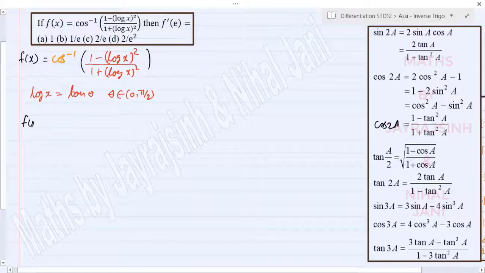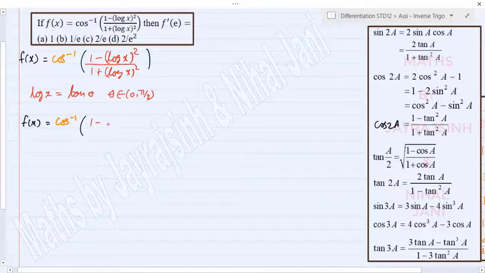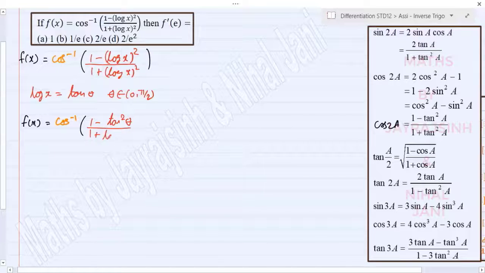So your f(x) will become cos inverse of 1 minus tan square theta upon 1 plus tan square theta.